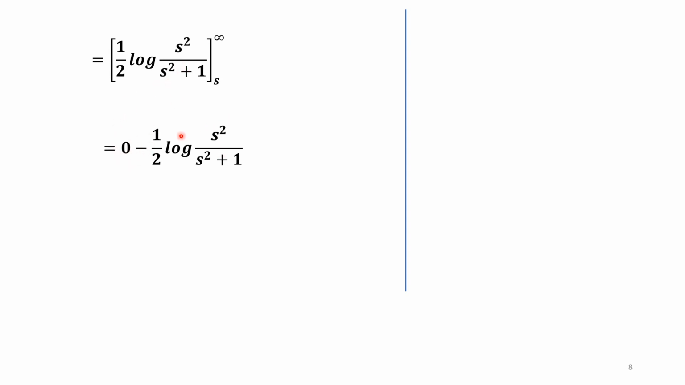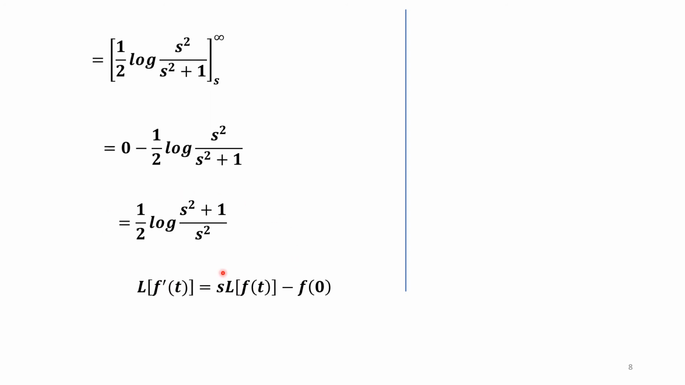minus. To remove this minus sign, again we can take the reciprocal of this fraction. So I can write half log (s square plus 1) upon s square. This is L of f of t. So L of f of t is half log (s square plus 1) upon s square. We require L of f dash of t. Now L of f dash of t is s into L of f of t minus f of 0. This is L of f of t and then f of 0.